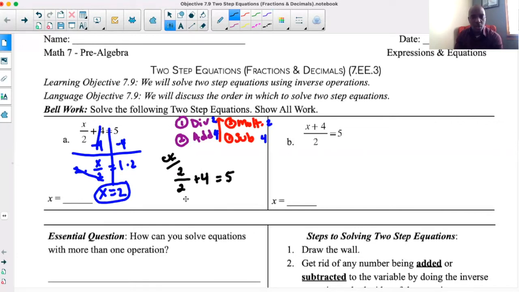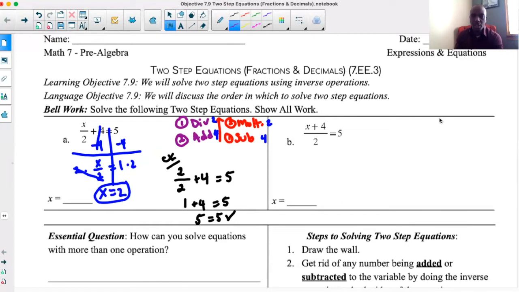We know 2 divided by 2 is really 1. So 1 plus 4, is that 5? And the answer is yes, 5 is indeed equal to 5. So this does make sense. Notice how we first figured out the order in which they're affecting X. Then we went in reverse and did the inverse of each one of those operations.